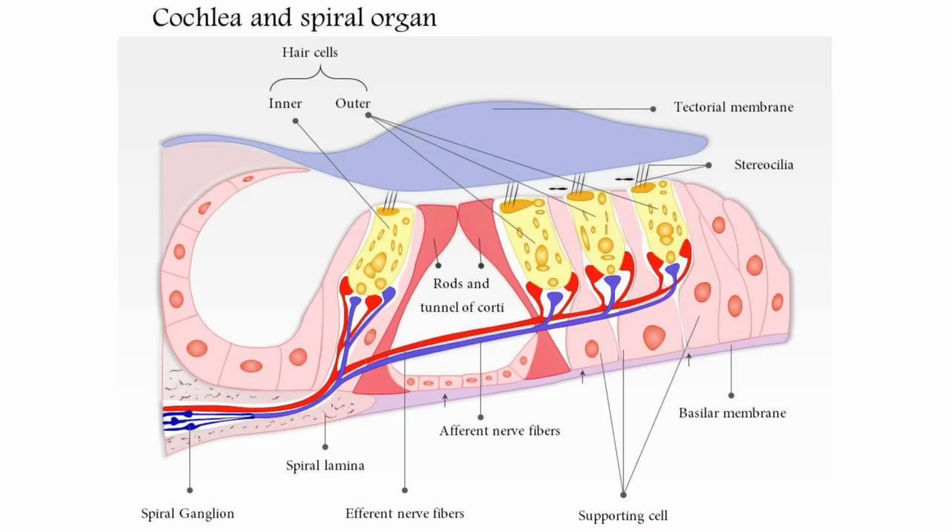Now all these cells have cilia above them, and the cilia of the hair cells touch a gelatinous tectorial membrane that covers the organ of Corti, and this viscous membrane contains collagen and glycoprotein, and it is attached to the medial edge.